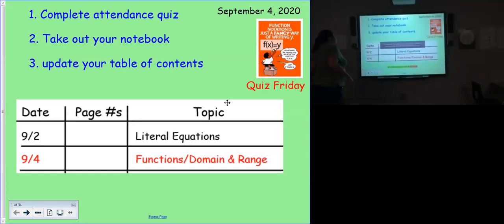All right, everybody, today is Friday, September 4th. Already you should have your attendance quiz done. Take your notebook out and update your table of contents. Again, today is the 4th. We're talking about functions, domain, and range today. So make sure that gets into your table of contents, and that is also the title for today's notes.